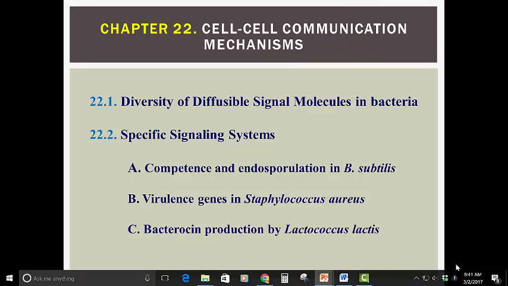In this lecture, we will learn the different diffusible signaling molecules in bacteria, in specific signaling systems such as competence and endosporulation in Bacillus subtilis, virulence genes in Staphylococcus aureus, and bacteriocin production by Lactococcus lactis.